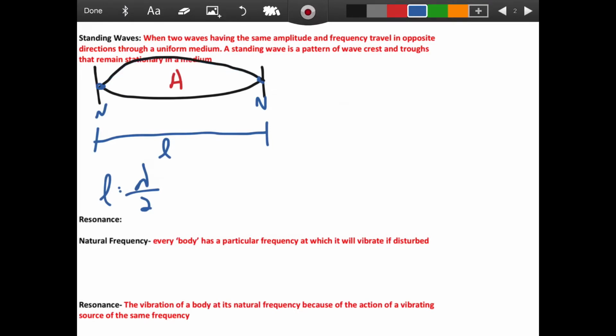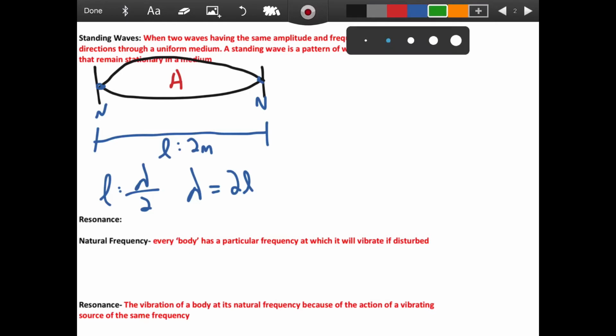So we have to continue it. Well, the wavelength is just taking the inverse of it. So just like cross multiplying, it would be 2L. So if L equals 2 meters, well, this wave has a wavelength of 4 meters. And this works for any size standing wave.